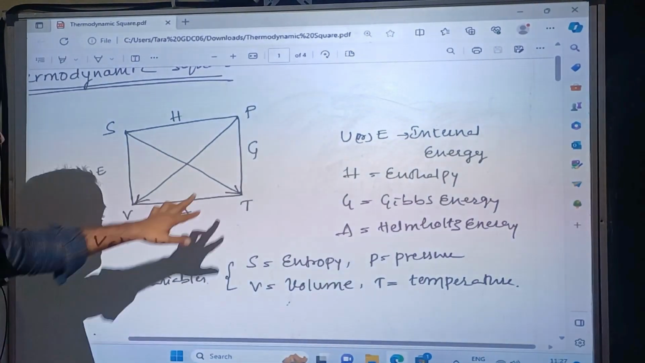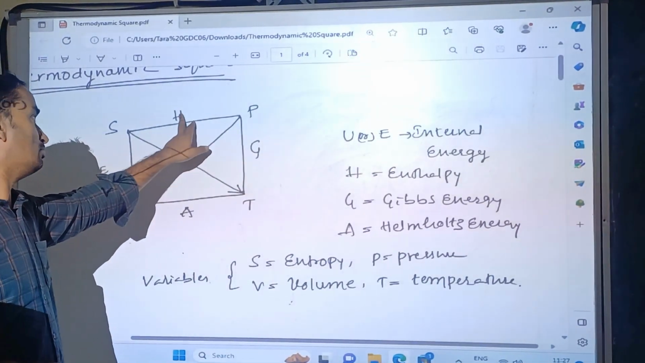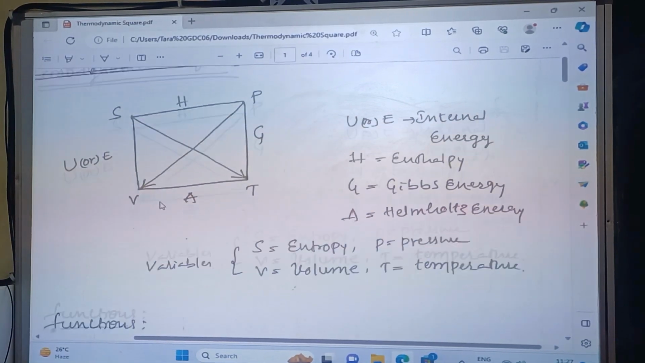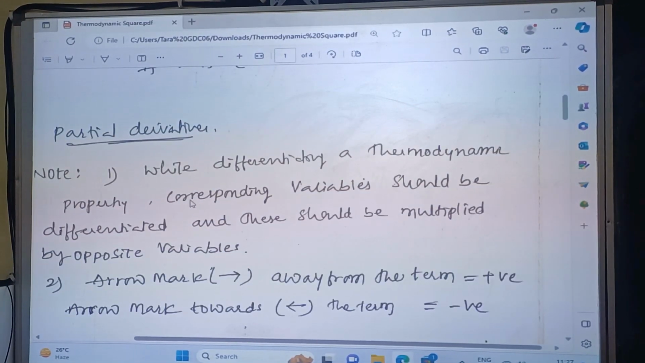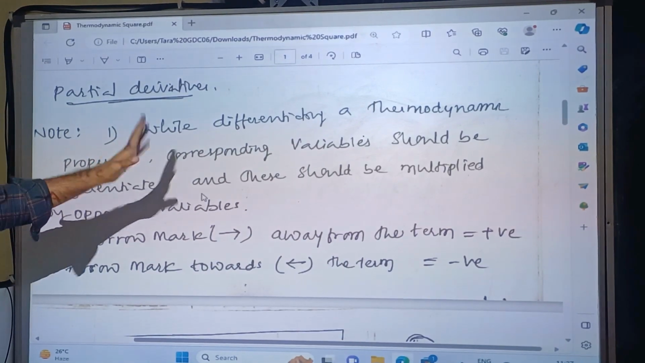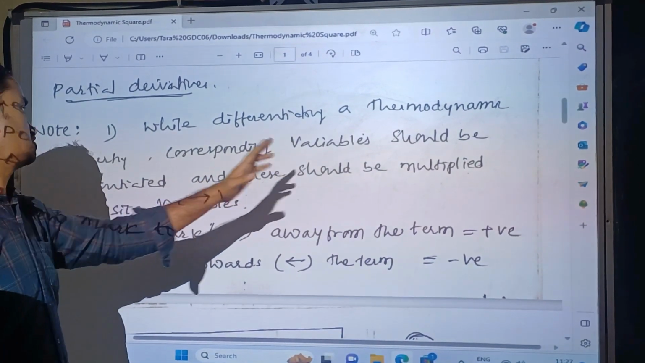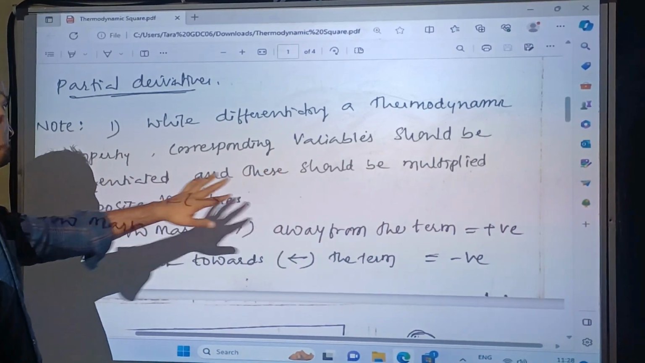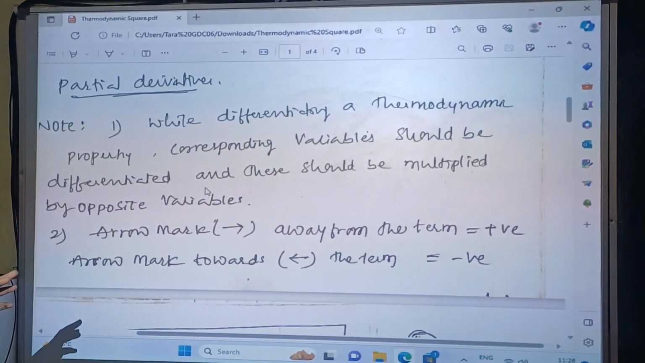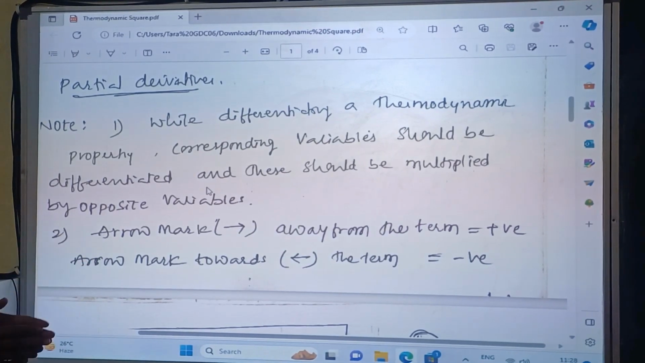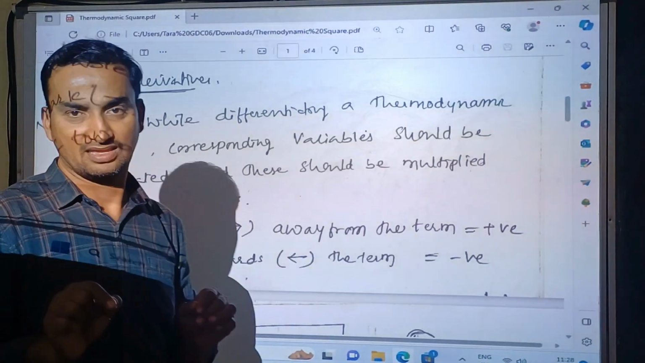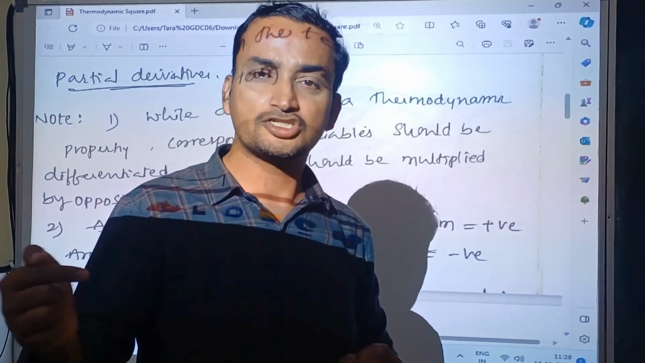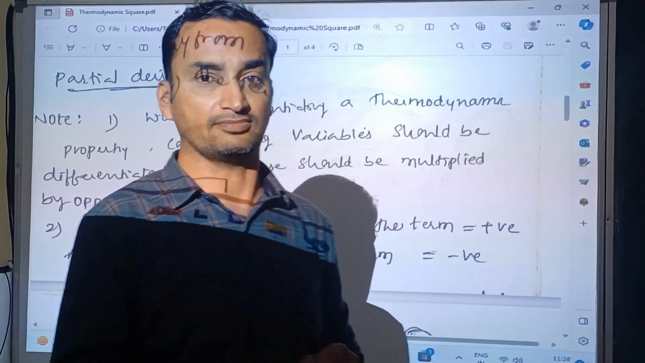Now, like that we are going to get one relation here, one more relation here, one more relation here. Now we will see, what are the rules? While differentiating a thermodynamic property, the corresponding variables should be differentiated and these should be multiplied by the opposite variables. Next, the problem comes after the sign. If the arrow mark is away from that variable, we have to keep a plus sign. If the arrow mark is towards the variable, we have to keep a minus sign.